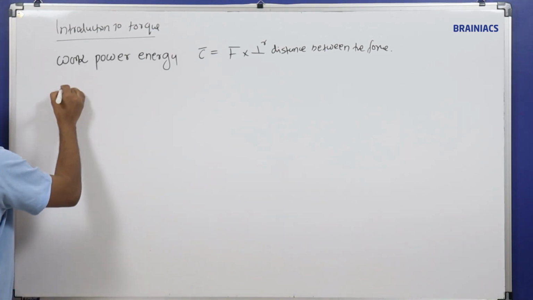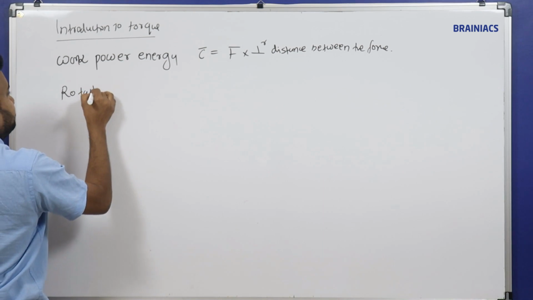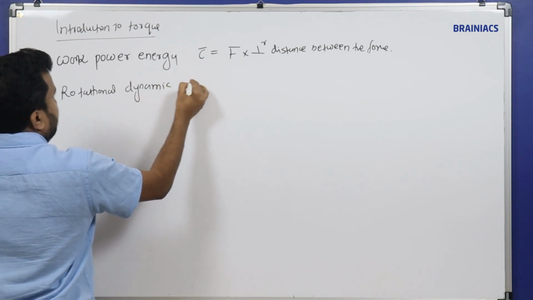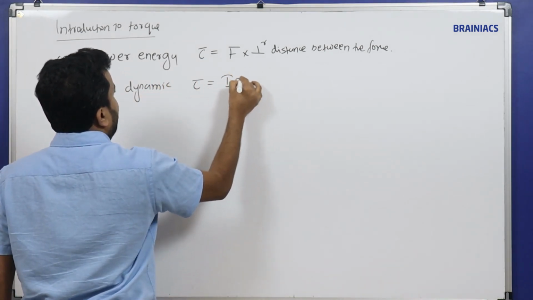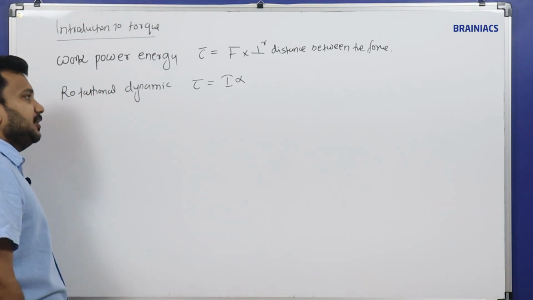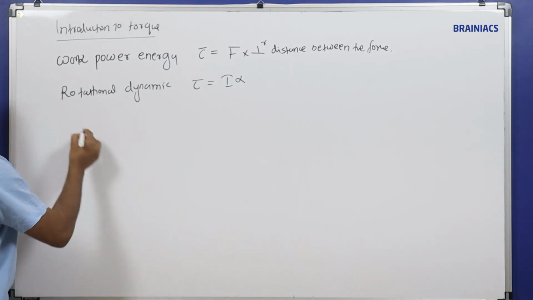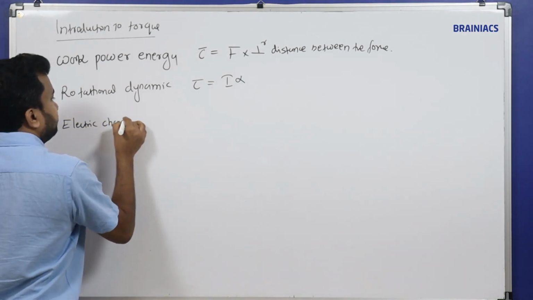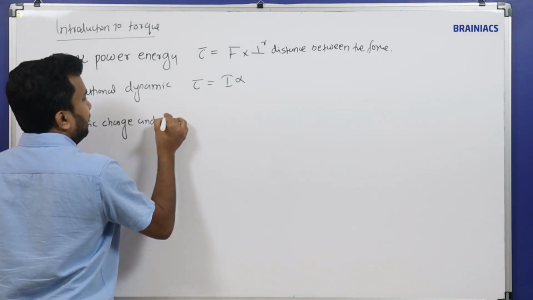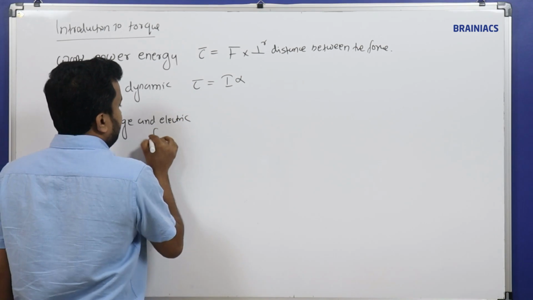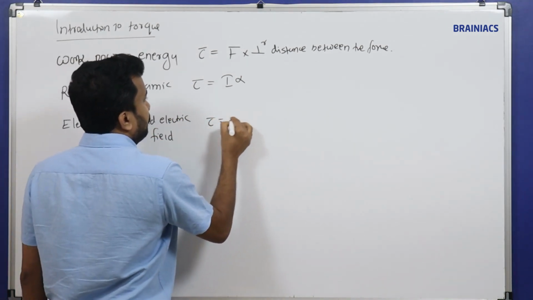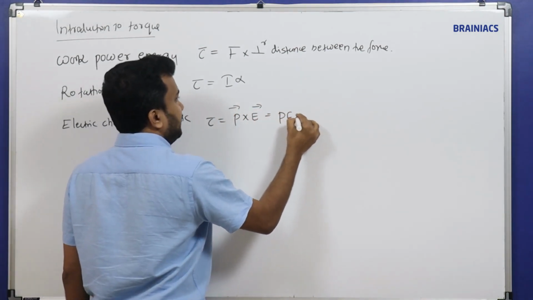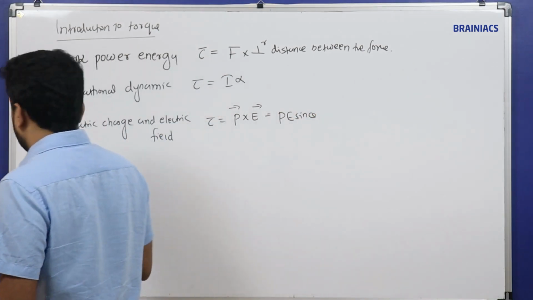And the second torque equation you have learned in rotational motion, or rotational dynamics: torque is equal to I into alpha. I is called the moment of inertia, alpha is called angular acceleration. The third torque you learn in the chapter on electric charge and electric field. Here torque is equal to P cross E, or PE sin theta without vector notation.